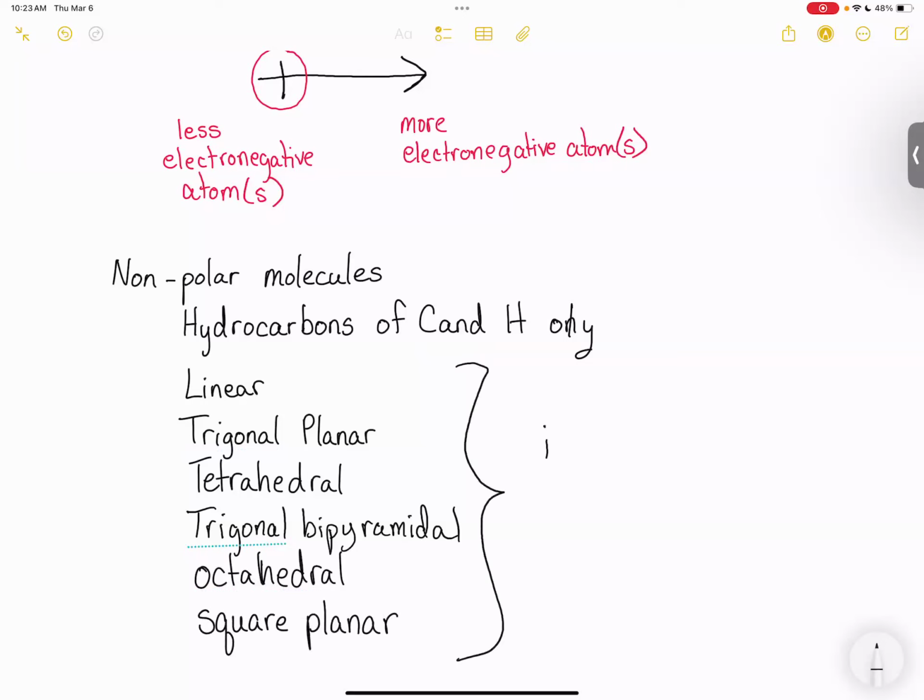And that is if all outer atoms, or if all outer groups are identical.